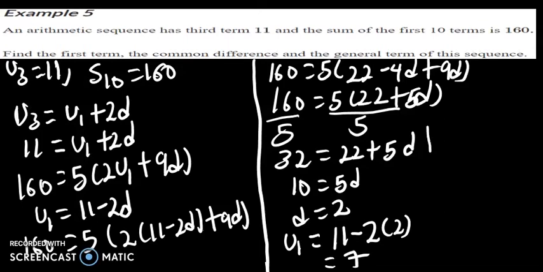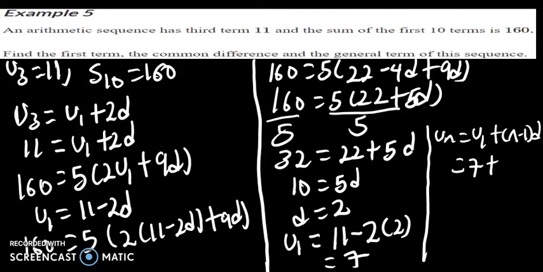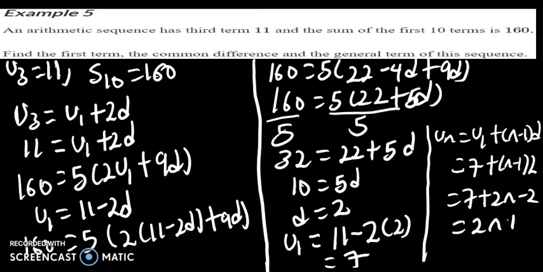So to find the general term, that is un is equal to u1 plus n minus 1 times d. We know u1 is 7, plus n minus 1, d is 2. So 7 plus 2n minus 2. So that becomes 2n plus 5. That's the general term.